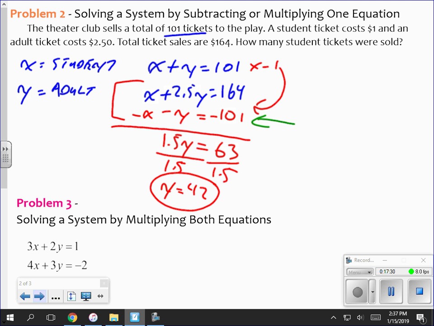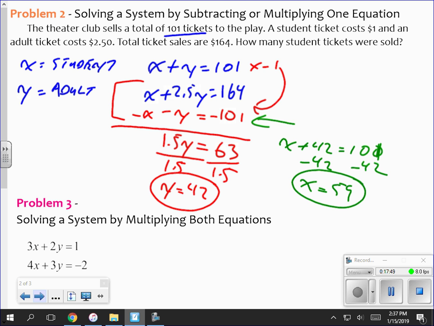So now this is not my final answer. I still need to figure out how many student tickets. So I have x plus 42 equals 101. Subtract 42 from both sides. x equals 59.